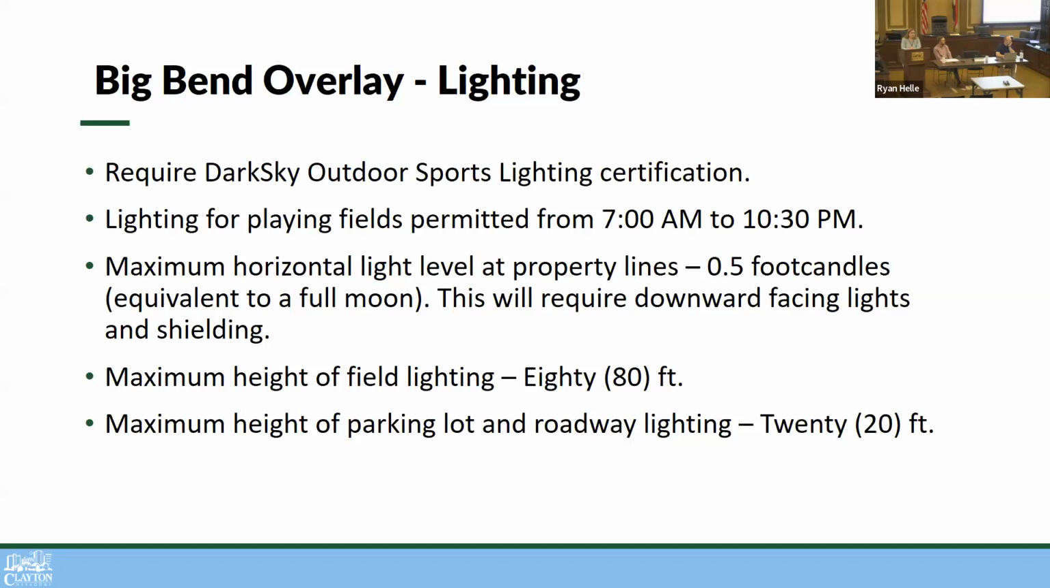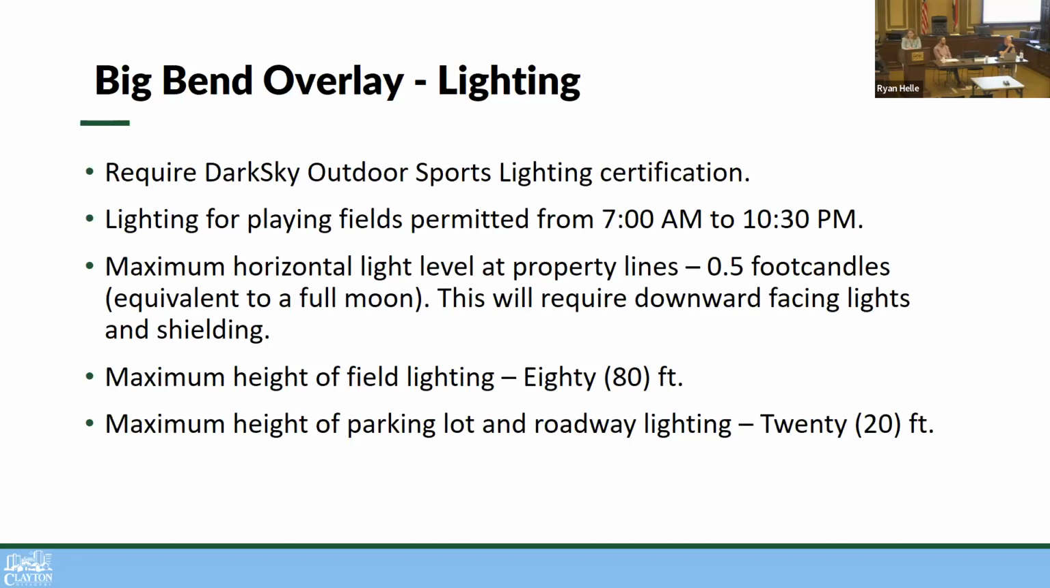Currently in our code, we allow lights to go until midnight on fields, and then they need to be turned off about 30 minutes after the end of an event. So here we're proposing to limit those times to 7 a.m. to 10:30 p.m. So that's when the field lights would be allowed to be used. In addition, we have modified, from our existing lighting standards in our code, the maximum horizontal light levels.